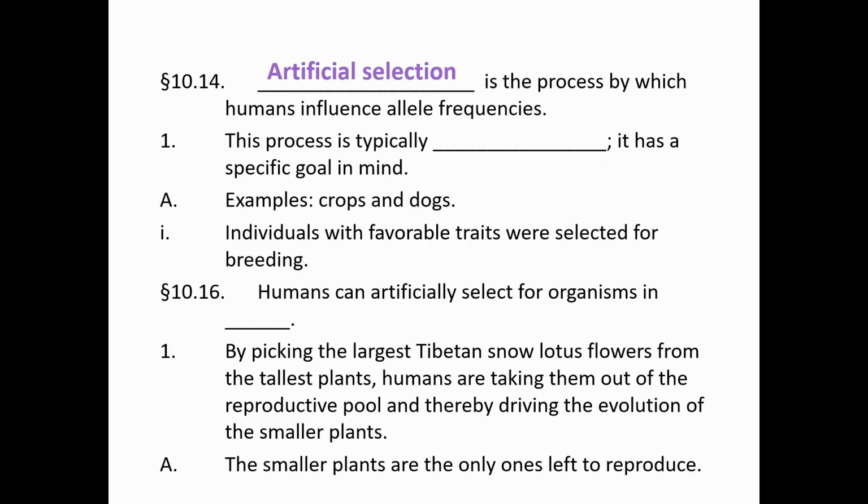Now, I mentioned it briefly towards the beginning of this video, alongside natural selection is also artificial selection. This is another process of change and of evolution, but we're focused on how humans influence that evolution. And typically, the process is predetermined. There is a specific goal in mind with artificial selection because humans are trying to achieve something. So for example, crops, dogs, these are both organisms that were bred with a particular end goal in mind.